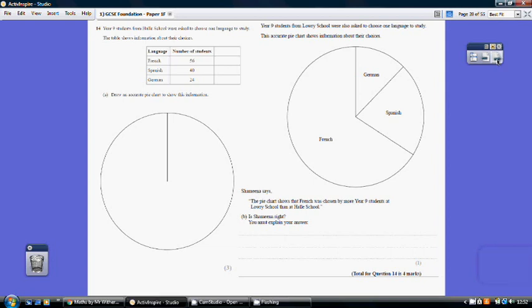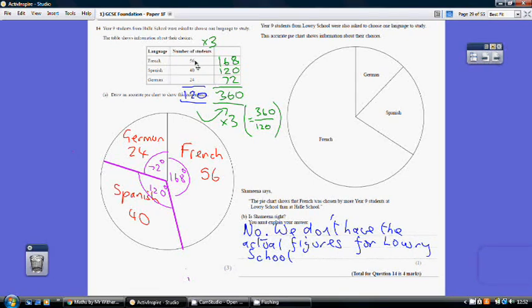Question 14. So, if we add up these numbers of students, we can see we've got 120 students in total. Now, to fill a pie chart, we need it to go all the way around this circle. It needs to fill up the full 360 degrees. So how do we compare 120 students to degrees? We can see we need to multiply by 3. 360 divided by 120 is 3.